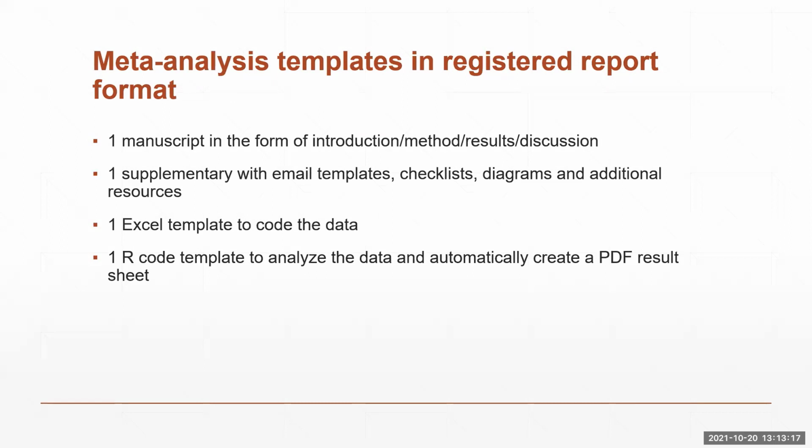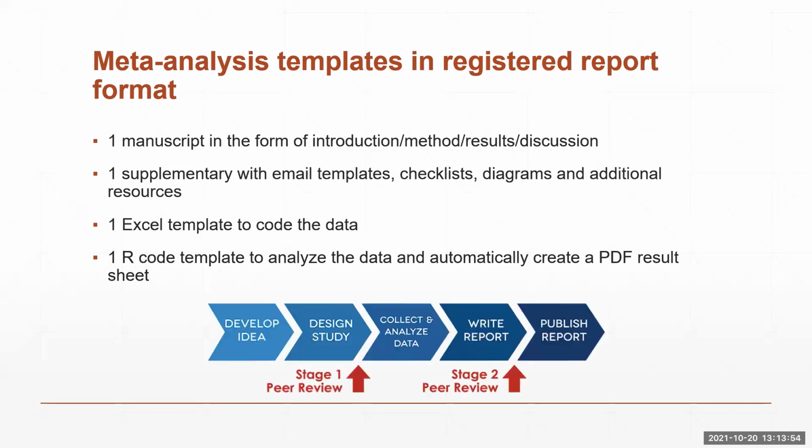So our templates are in the format of one manuscript, one supplementary, one Excel file, and one R code. In the manuscript, it's in the format of introduction, method, result, and discussion. The supplementary has templates for email, checklists, diagrams, and additional resources. The Excel template is a template where we can directly code the data, and the R code provides a PDF output based on the Excel file. And so you just have to copy paste the outputs to the result section. It's very easy to use. And I made some screenshots after, a bit about registered reports.